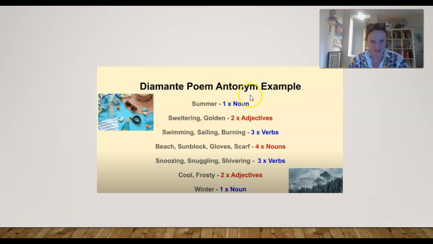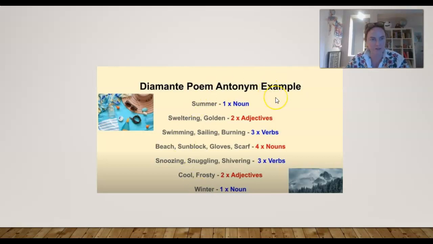So as you can see, on the first line we have a noun. That's one of the rules in a diamante poem. The first line is a noun, and the seventh line is also a noun. And because we're writing an antonym diamante poem, it's about opposite things. So the topic at the beginning of my poem is the opposite of my topic at the bottom. My nouns at the top and bottom are opposites.